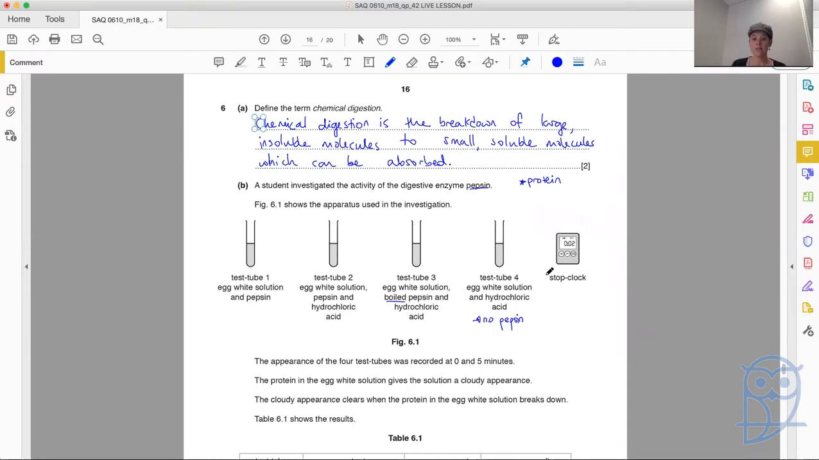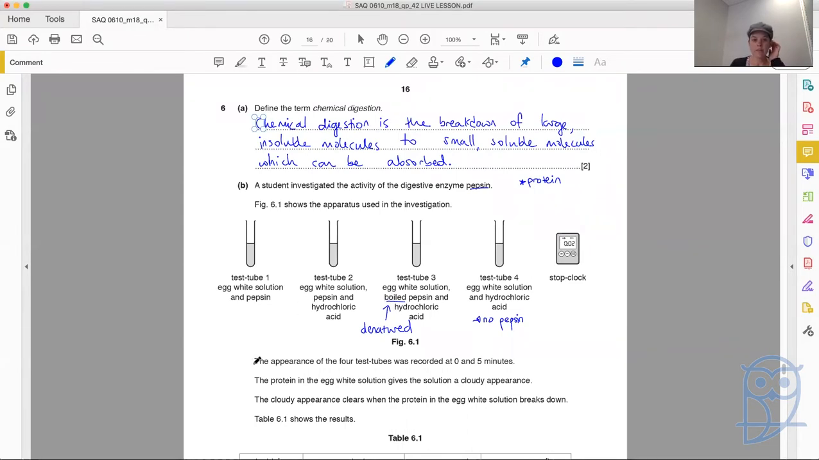So it is important that you take the time to understand this. Yes, it's quite a practical question, but it is in our theory paper. So don't be deterred, don't be put off. Let's work through it still. So we're quite happy here. We've got protein and pepsin. We've got protein, pepsin, acid. And here we've got protein, boiled pepsin, acid. What happens when we boil pepsin? We have denatured the enzyme. So effectively, our enzymes in test tube 3 are broken. They're not going to work.